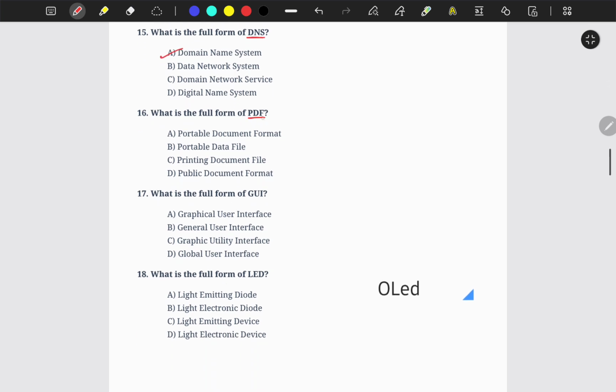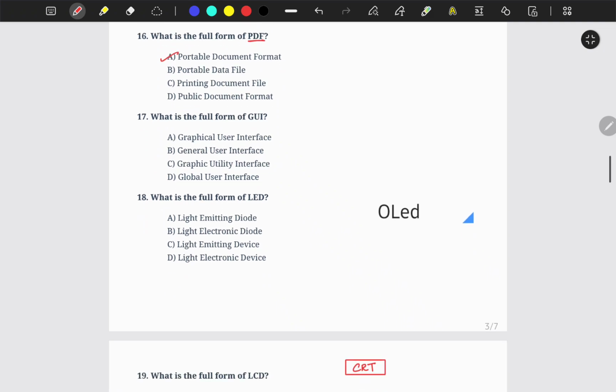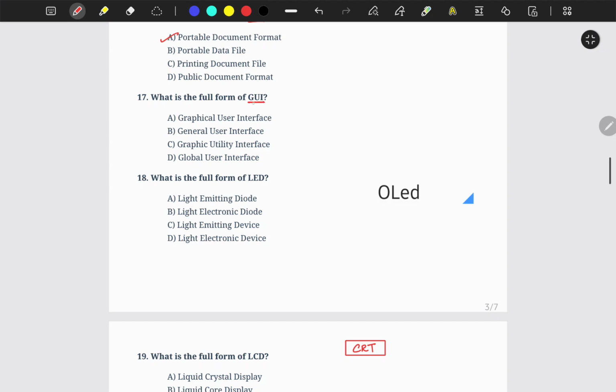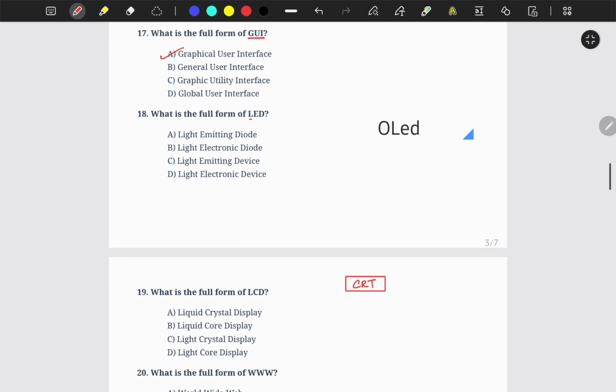What is the full form of PDF? We have done this in the previous video also, right? It is portable document format. Full form of GUI, it is graphical user interface. See, LED, full form of LED, right?